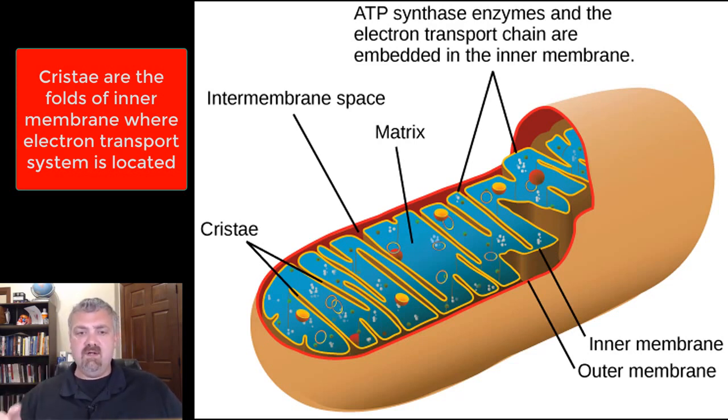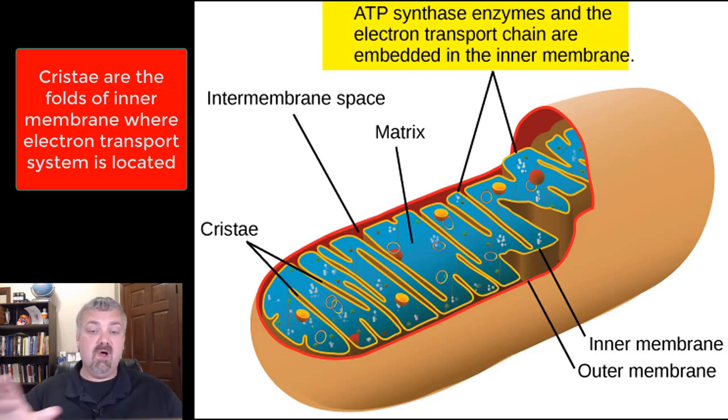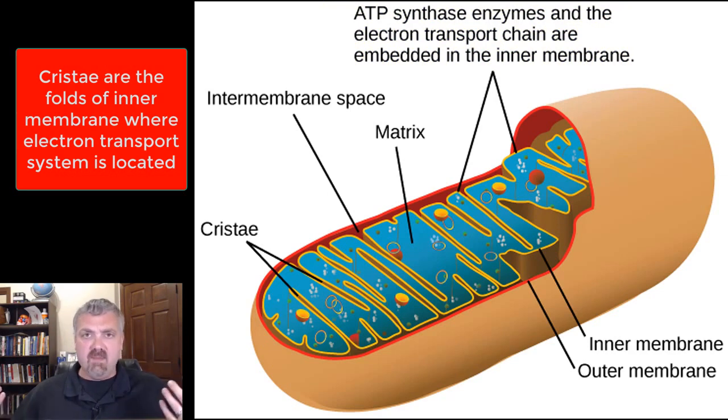So the folds, or the cristae of the inner membrane, are where the actual enzymes are that generate ATP. As you can see here, the ATP synthase enzyme is the end of the line, the end of the electron transport system. So all those enzymes are going to be there. The matrix has enzymes that are going to remove carbon dioxide and generate a little bit of energy as well.